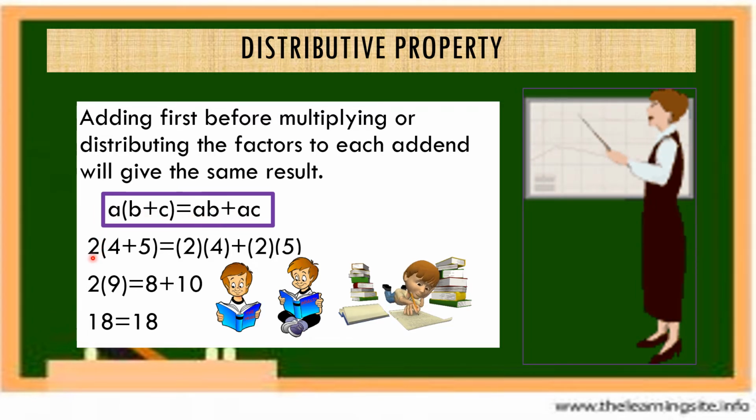So, 2 times the quantity of 4 plus 5 equals 2 times 4 plus 2 times 5. So 4 plus 5 is 9, 2 times 9 is 18, 2 times 4 is 8, 2 times 5 is 10, and 8 plus 10 is 18. Kapag tayo ay nag-distribute, hindi nagbabago ang sagot.